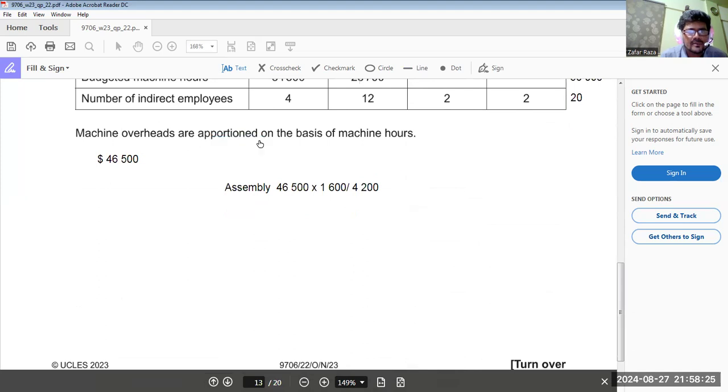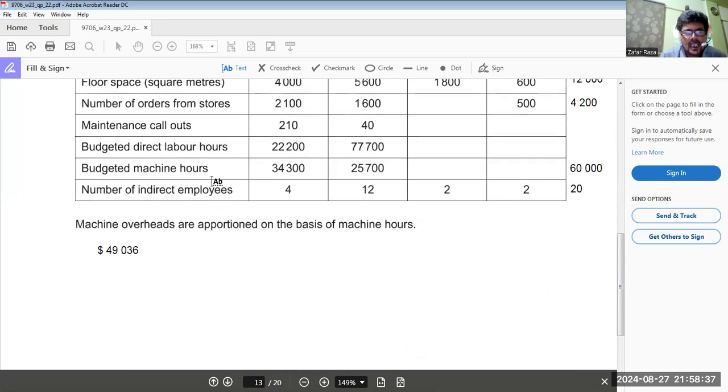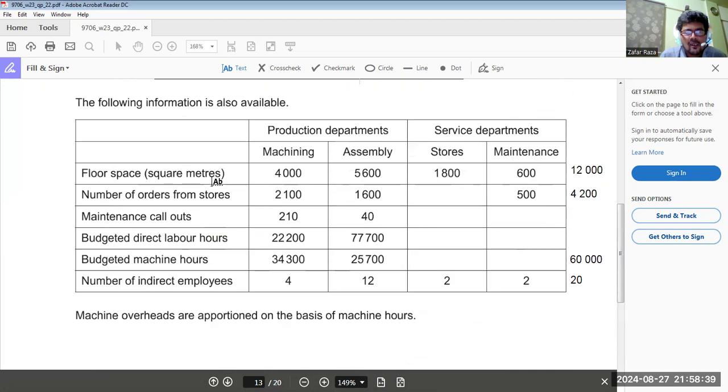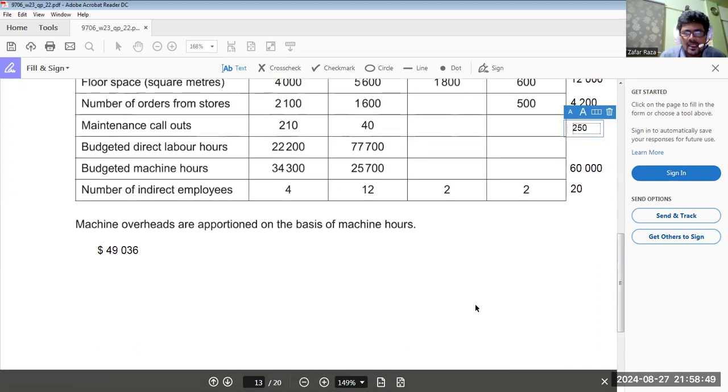We have to divide the 49,036. And now, what would be the best basis? Maintenance call outs: 210 for machining and 40 for assembly, total 250 call outs. So we reapportion the maintenance cost on the basis of the number of maintenance call outs.